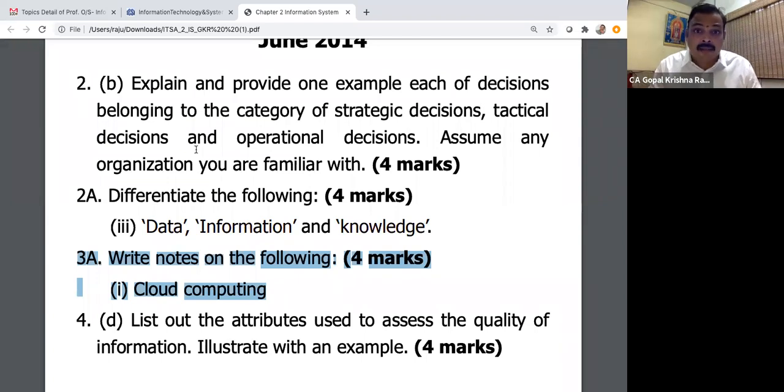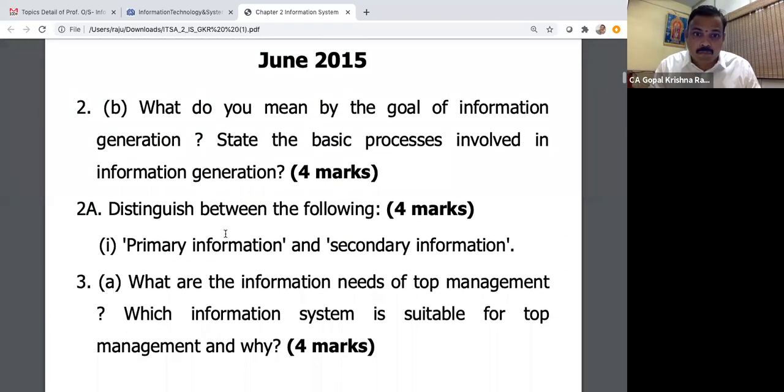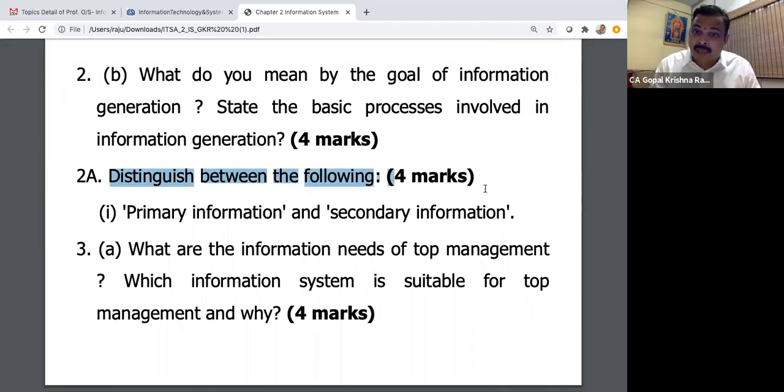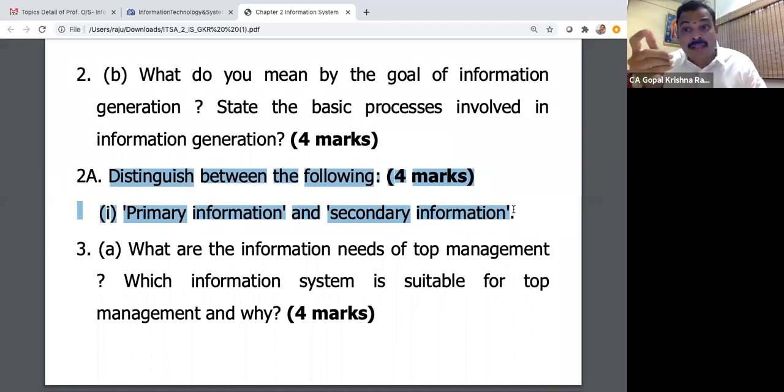Okay, then please look here: the various types of information. Even though the entire question paper will seem to be theoretical, it is not theoretical. Unless you understand, don't just memorize it by heart and then say what is primary, what is secondary information. Try to understand with respect to some examples. So I'll give you all those examples, one by one.